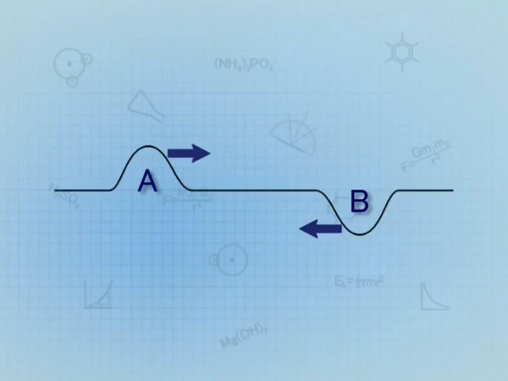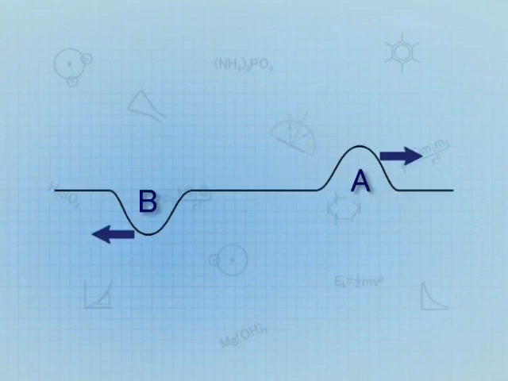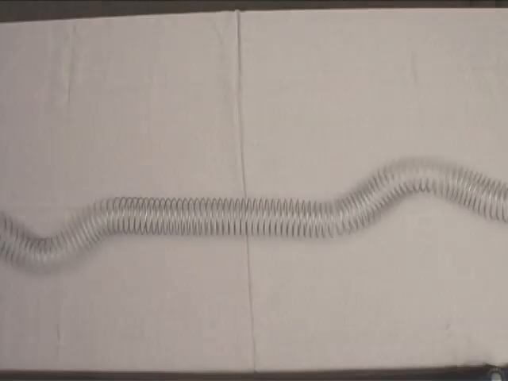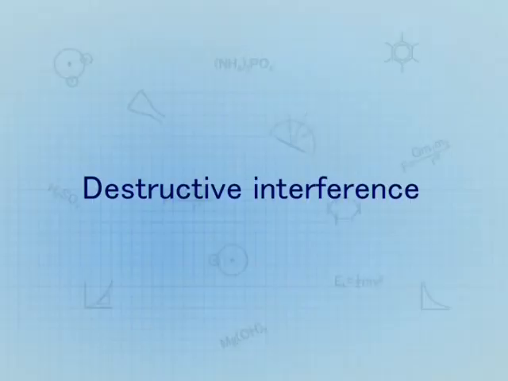If a crest and a trough meet each other in a medium, the two pulses will cancel each other out. The two pulses then continue separately again. Look at the slinky again. Here are the two individual pulses. Now we send them along the medium at the same time. Have a look at how small the crest is when the two meet. This is called destructive interference.